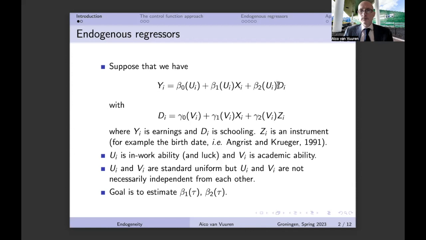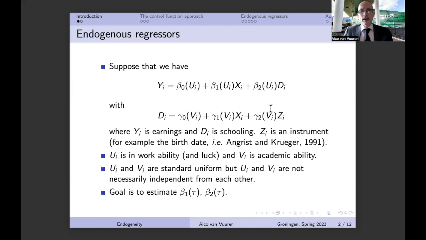Well, that is bad news, for the simple reason that we should realize that D is of course affected by V. Let's assume that it is positively affected by V, so that means high levels of D come together with high levels of V. What does that mean? Well, that means that at the moment I look at a high level of D, I do know that on average at least, individuals that have a high level of D also have a high level of V. But if there is also, for example, a positive correlation between U and V, then these individuals also have a high level of U.